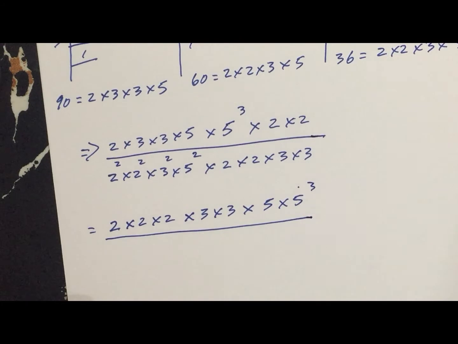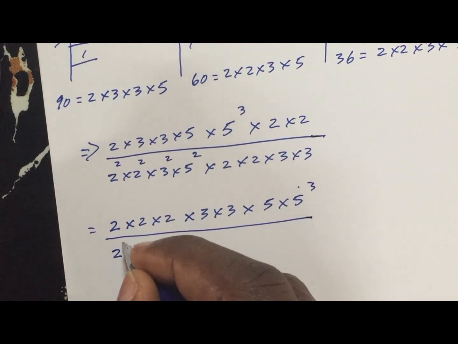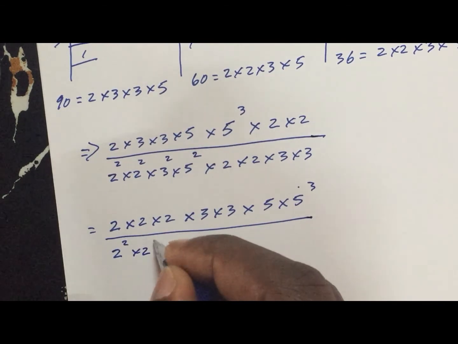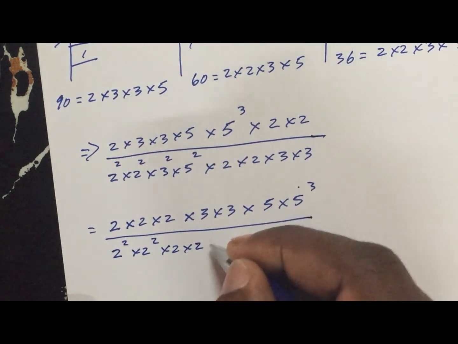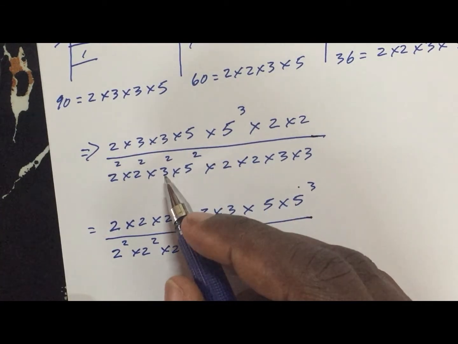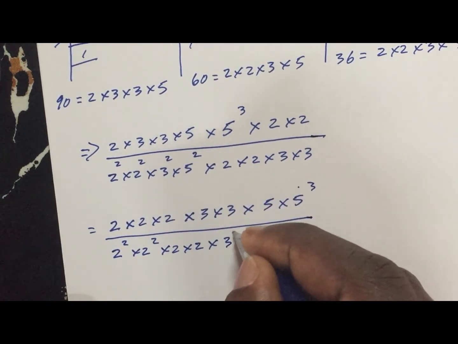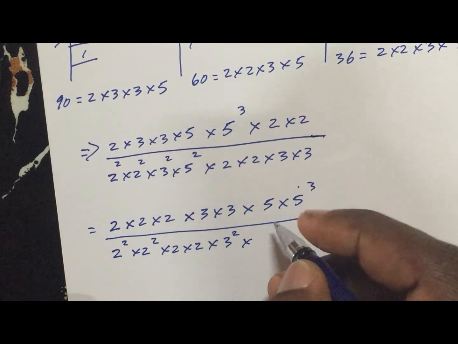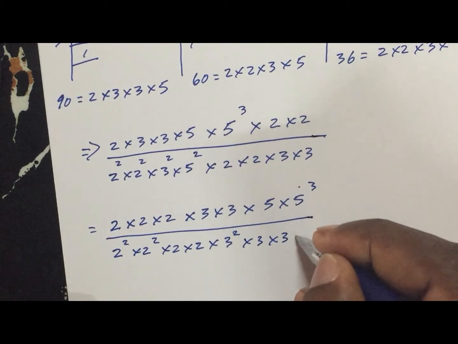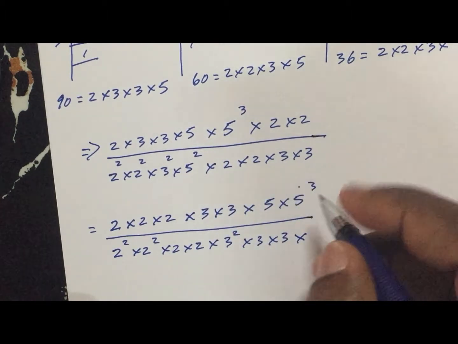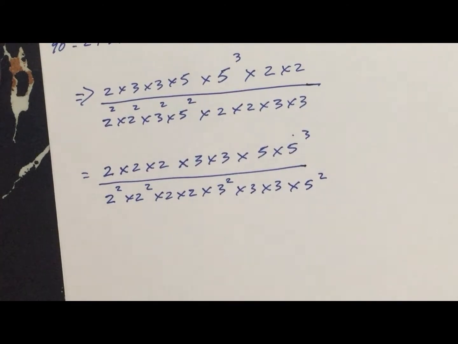Do the same for the denominator. You have 2 squared times 2 squared times 2 times 2. Move to 3. You have 3 3's. So you have 3 squared times 3 times 3 times 5 squared. Alright, moving along pretty smoothly.